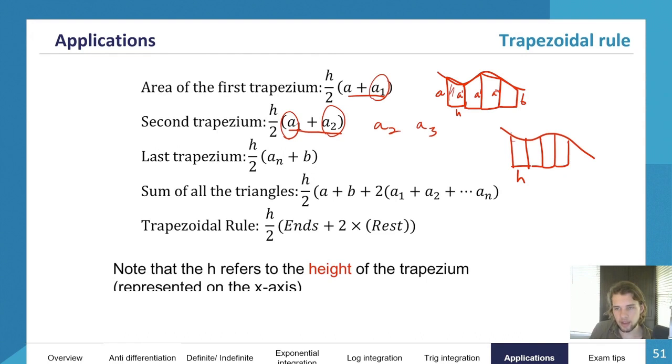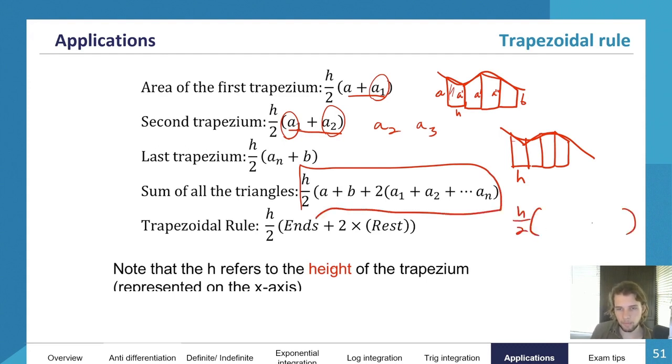And then we find the area of different trapezoids that we're able to cut out of our line. Now, if we sum all of that together, you'll find that you can put it in this form here. You can put it in the form of h over 2 outside of everything. You can go a plus b, so that's the height of the first wall plus the height of the last wall.